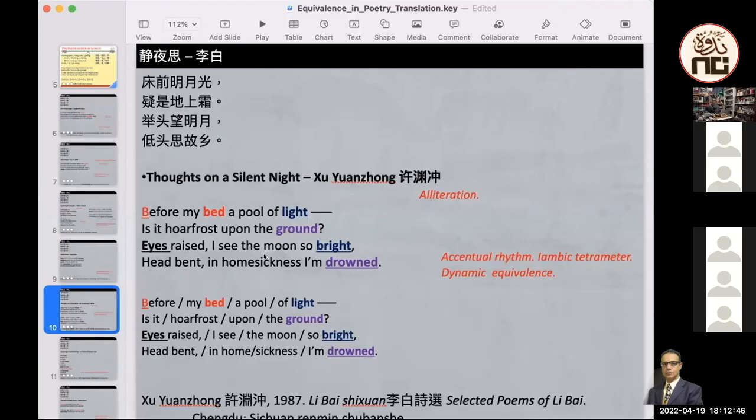He tried to show off his mastery of English rhythm, English meter. So he tried, since the poem he translates is a classical poem, with classical meter, to render it into classical meter in English. So this classical meter is before my bed a pool of light. This is called tetrameter, iambic tetrameter in English. Why is it iambic tetrameter? Tetra in Greek means 4.